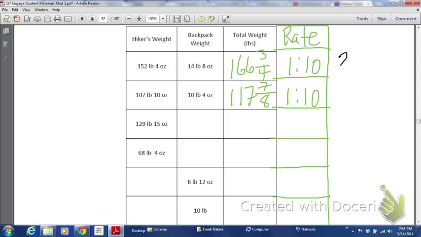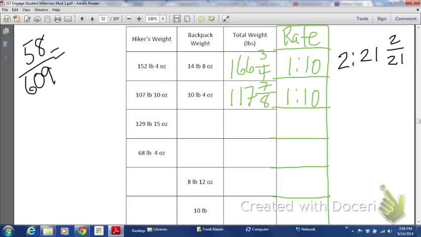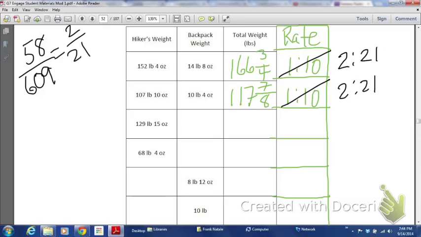This would actually be 2 to 21. 2 over 21 would have been the fraction. So the fraction you would have gotten if you divided 58 by 609 is equivalent to 2 over 21. So these should be 2 to 21. We're going to just take those off. That was my rounding, a little bit of a rounding error. You can see how rounding complicates things and makes things less precise. So probably not a good thing to do in this case.